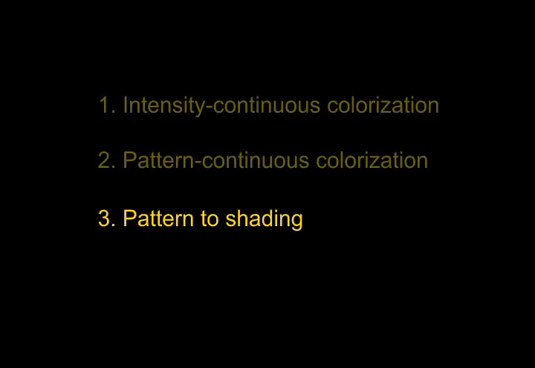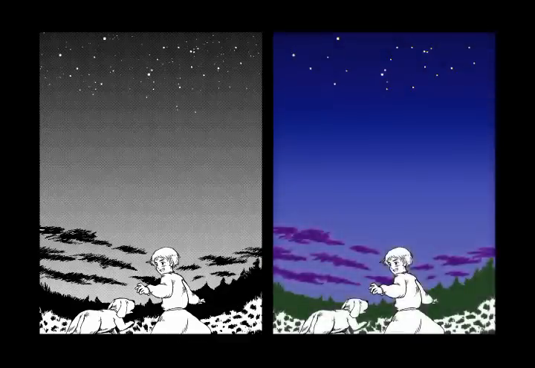Besides texture and shapes, artists also use hatching or screening to show shading. In that scenario, we can convert the shading pattern to smooth color shading as shown in this example.